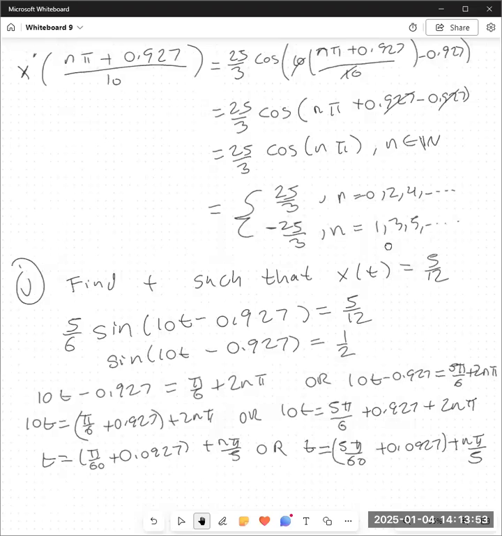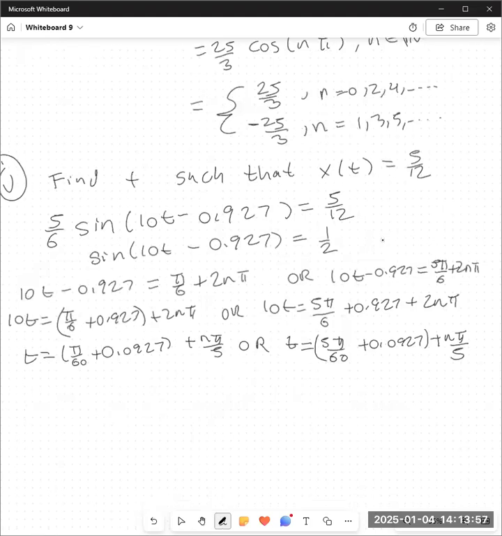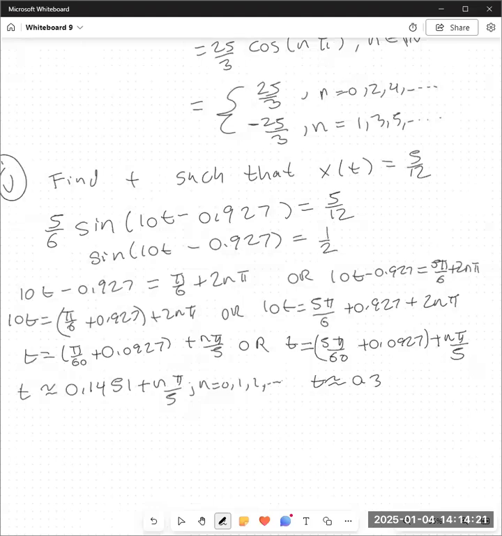So this t here is about 0.1451 plus n pi over 5, with n equals 0, 1, 2, dot, dot, dot. And this t is about 0.3545 plus n pi over 5, with n being equal to 0, 1, 2, dot, dot, dot.